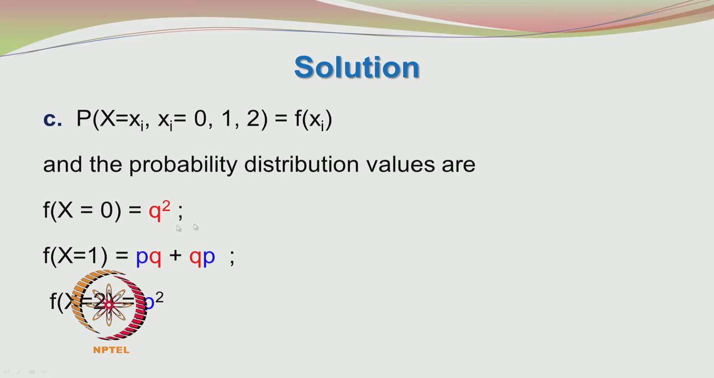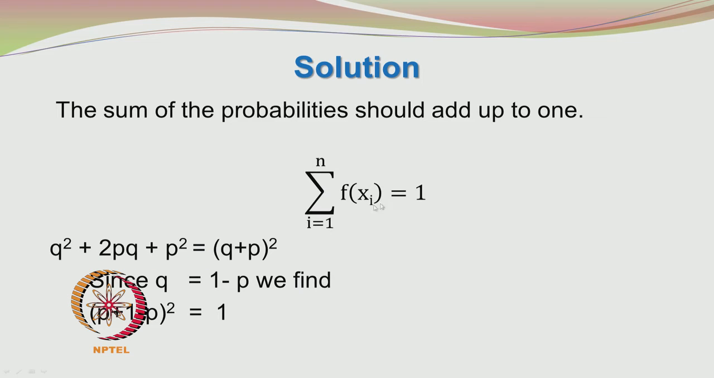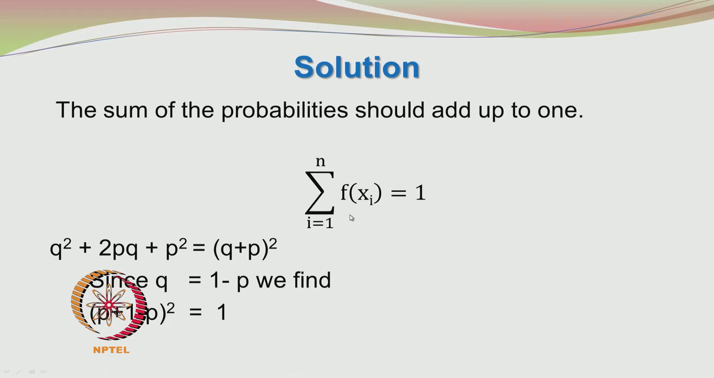Now, you can verify whether the sum of the probabilities is equal to 1. So, sigma f of xi should be equal to 1. When you add up all the probabilities, q squared plus 2pq plus p squared, which is nothing but p plus q whole squared. Since the probability of picking up a red ball is 1 minus the probability of picking up a blue ball, we have q is equal to 1 minus p. You put q is equal to 1 minus p here, you get 1. So, the sum of the probabilities adds up to 1.